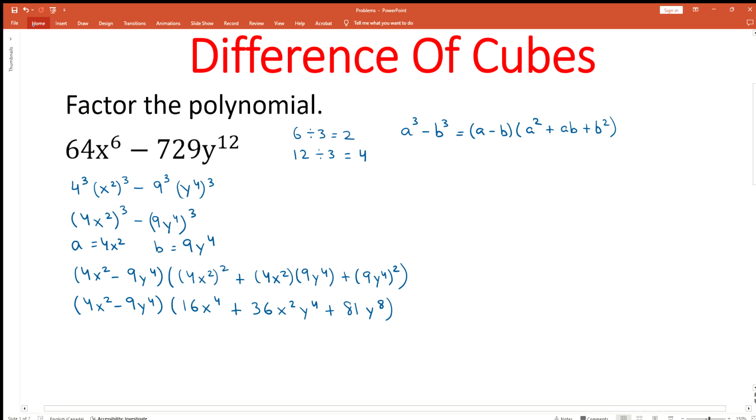This is not the final answer for this problem because we can factor this expression further. We can factor the expression in the first parentheses using the difference of squares factoring method. 4 can be written as 2 squared. 9 can be written as 3 squared. And y to the power 4 can be written as the square of y squared. The expression in the second parentheses cannot be simplified further, so it will stay as it is.